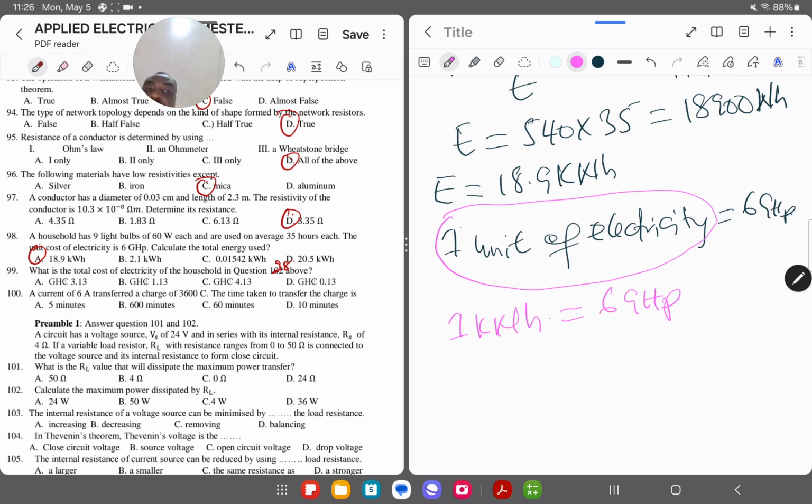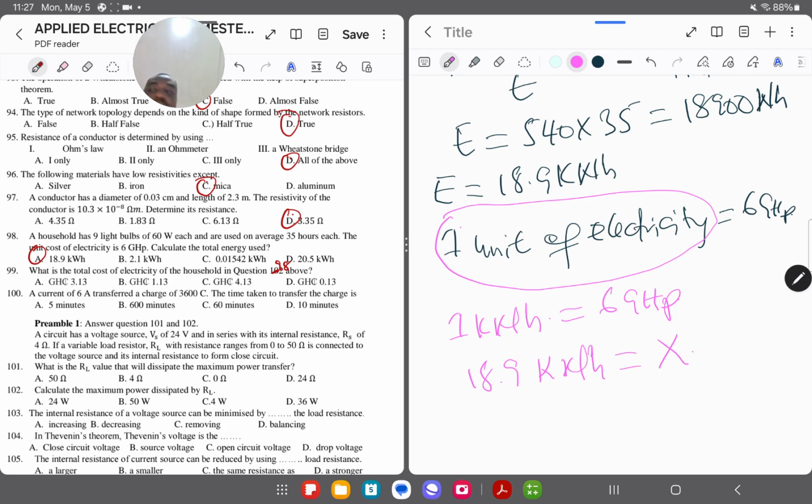Now I can calculate the cost of electricity consumed, because you can see the energy that has been consumed by the household is 18.9, and that was also expressed in kilowatt hours.